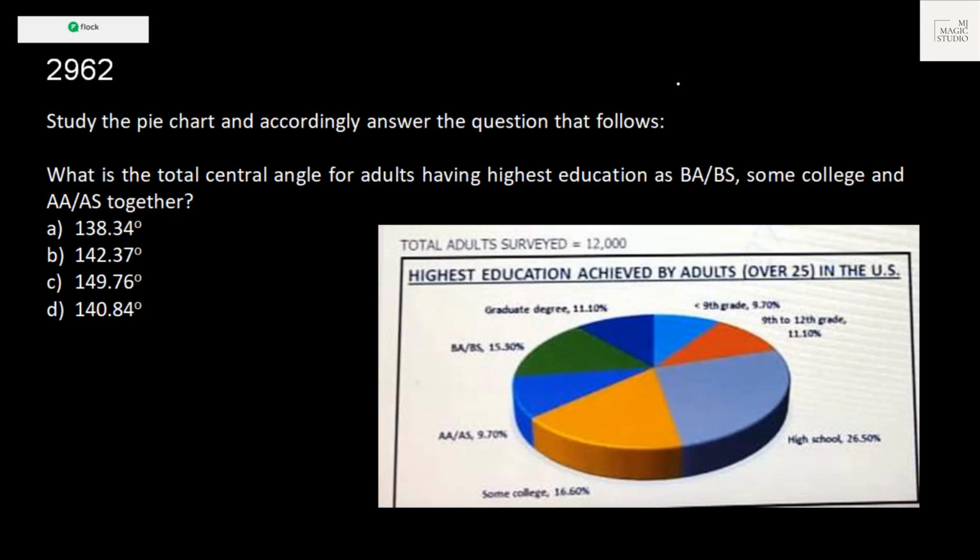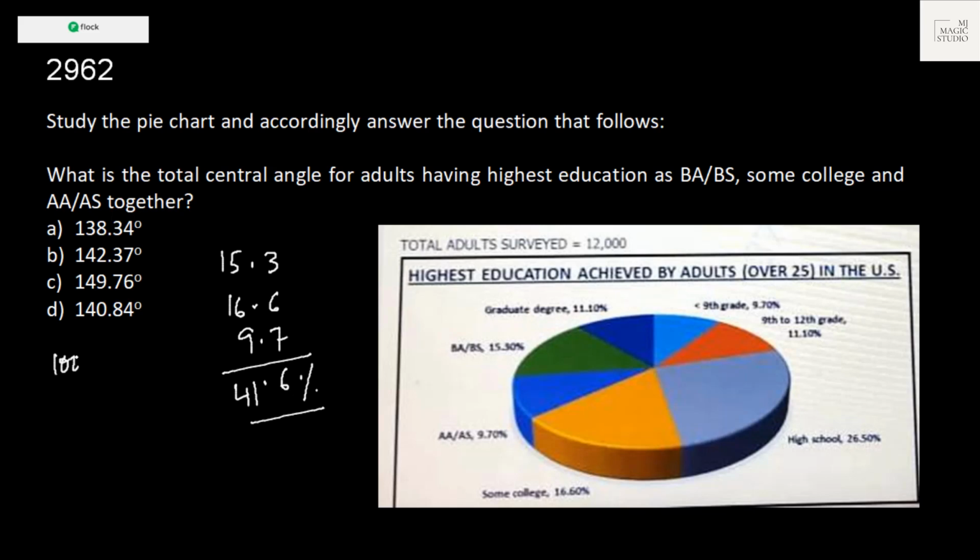Same pie chart again, and this time the question is, what is the total central angle for adults having highest education as BA/BS, that is 15.3%, some college 16.6, and AAS together. AAS is 9.7. So let's find this. This is 41.6%.